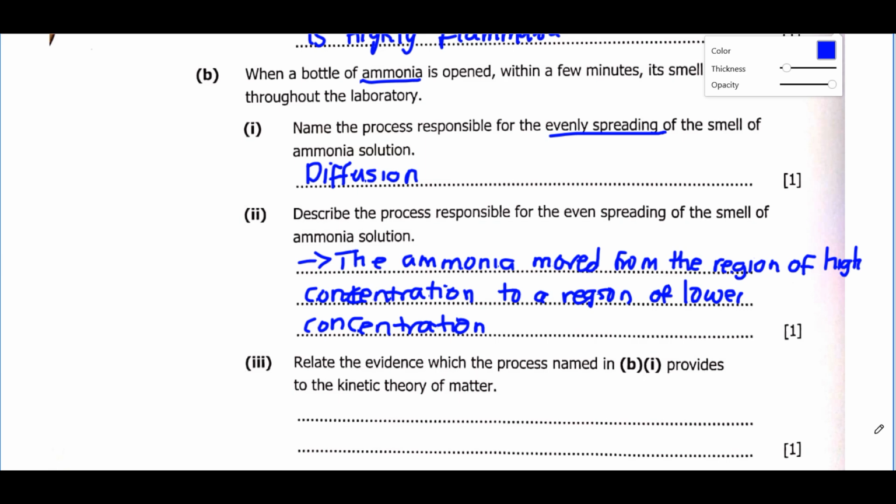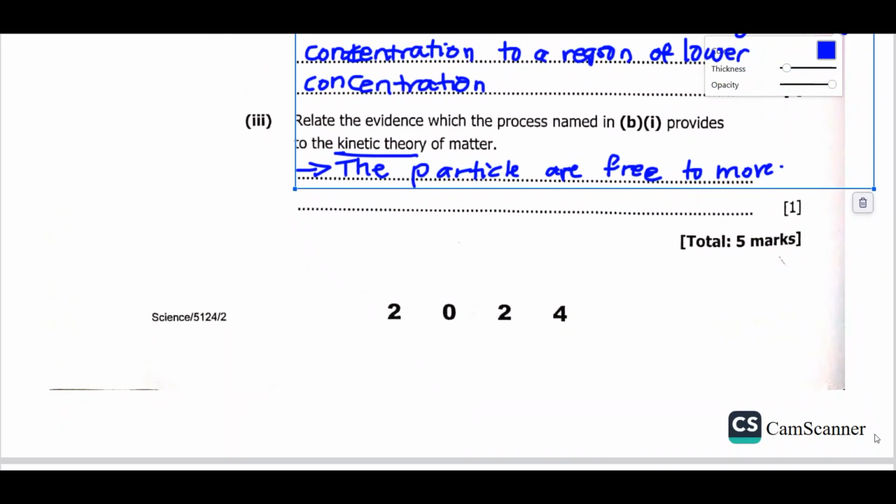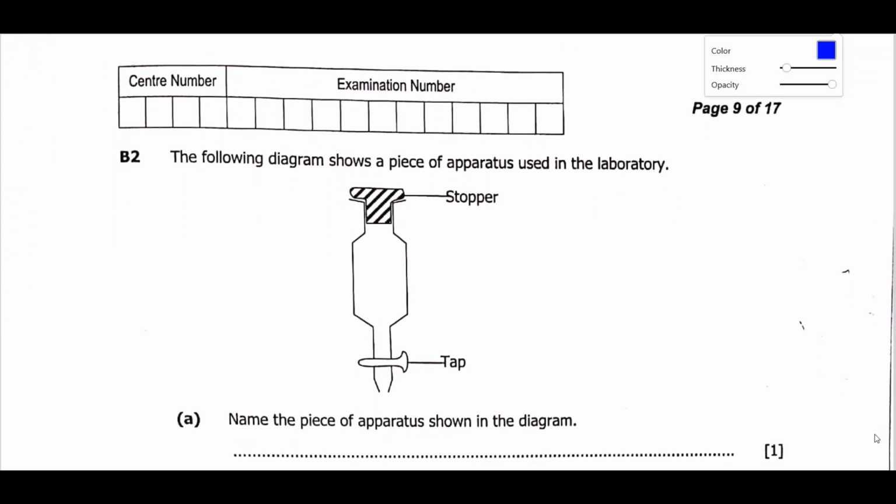Relate the evidence which the process named in B1 provides to the kinetic theory of matter. So we can say the particles are free to move, because we know that we are looking at the movement of particles. So the particles are free to move, and the kinetic theory of matter tells us how particles are always in random motion. So that is the answer. So let's move on to question number 2.